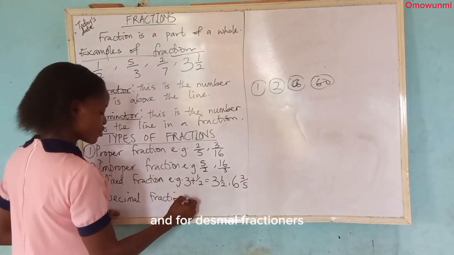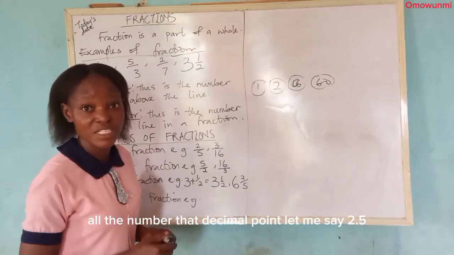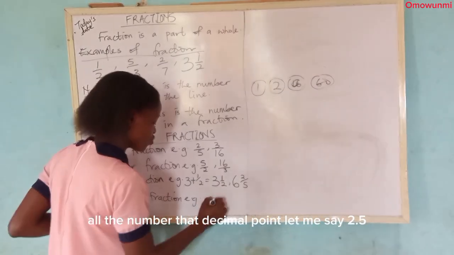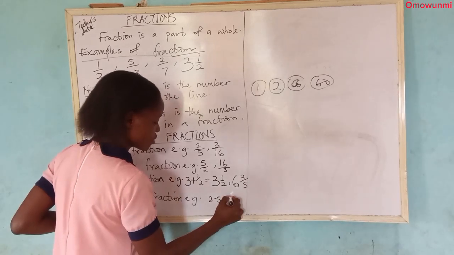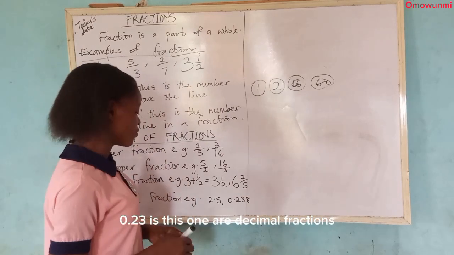And for decimal fractions, examples of decimal fractions are all the numbers that have a decimal point. Let me say 2.5, 0.238. These are decimal fractions.